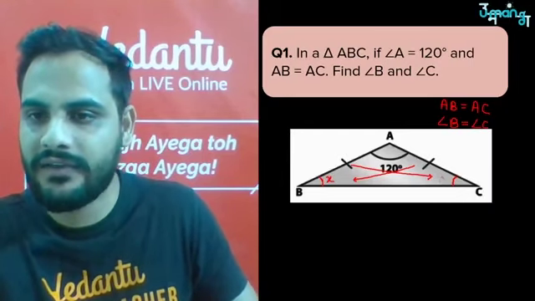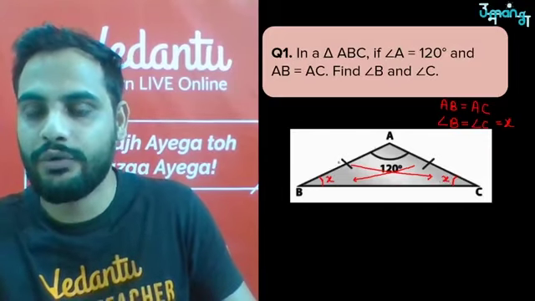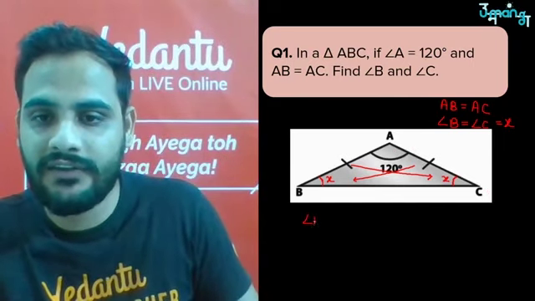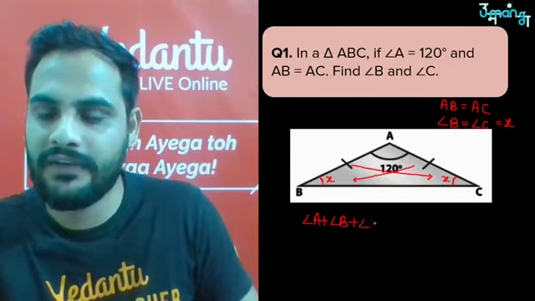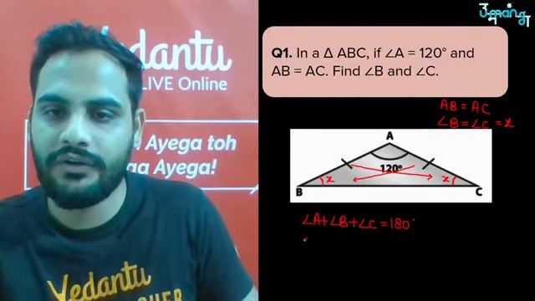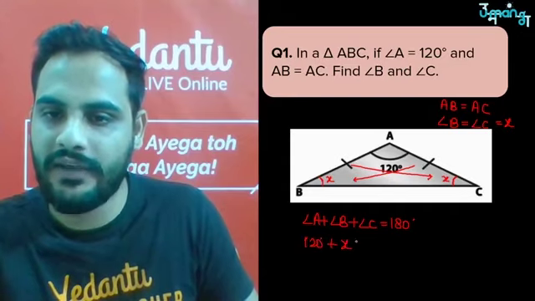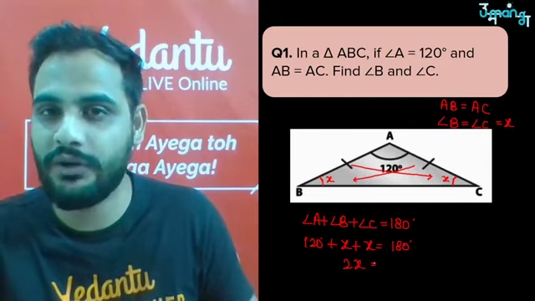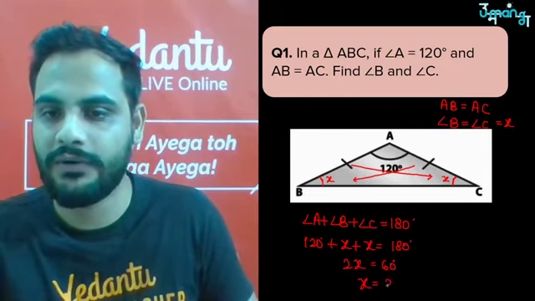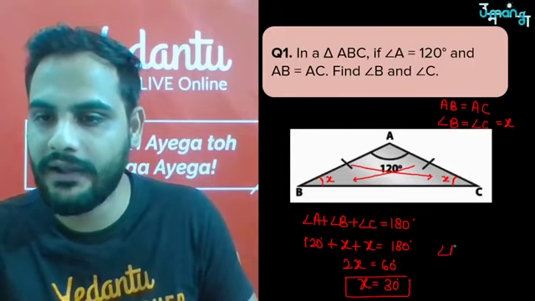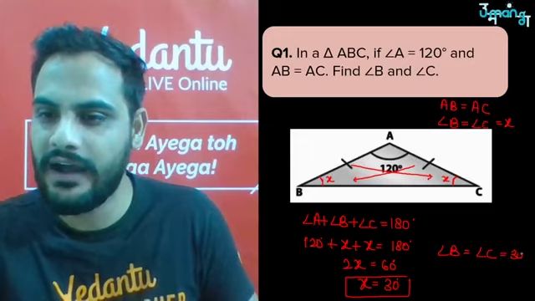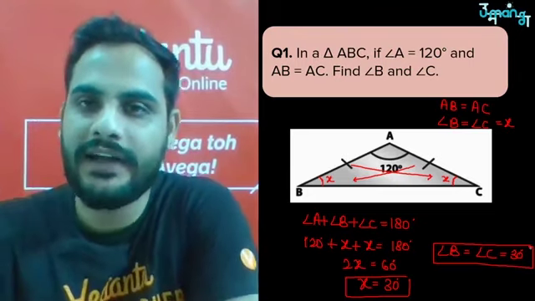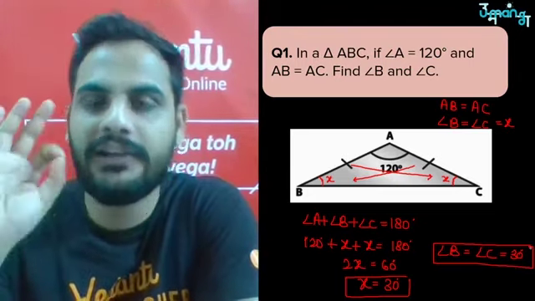Let us say they are equal to x. Use the triangle's angle sum property. We know the sum of the three interior angles of a triangle is 180 degrees. So angle A plus angle B plus angle C is equal to 180 degrees. So angle A is 120, angle B is x, plus x, is equal to 180. So you will get 2x is equal to 180 minus 120, which is 60. That means x is equal to 30 degrees. So both angle B as well as angle C are equal to 30 degrees. As simple as that. So now onwards, you will directly use those results.